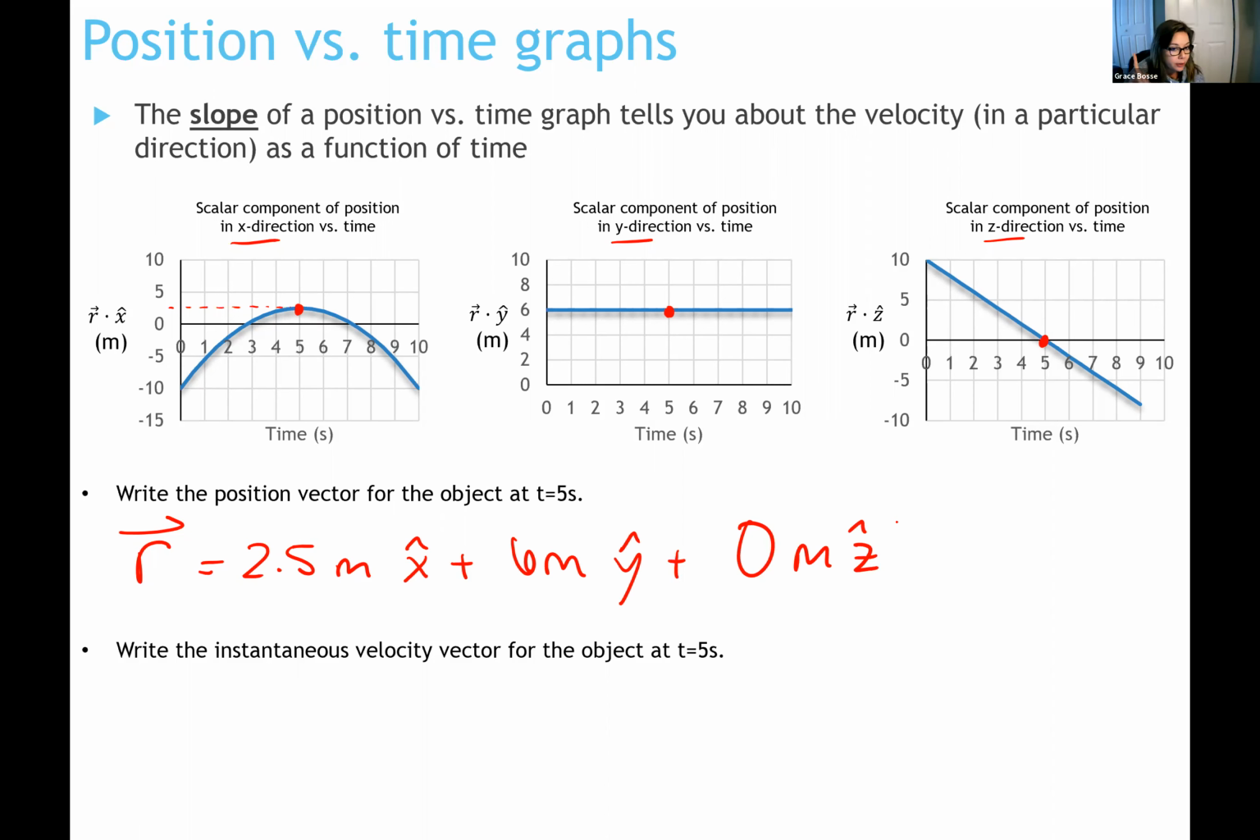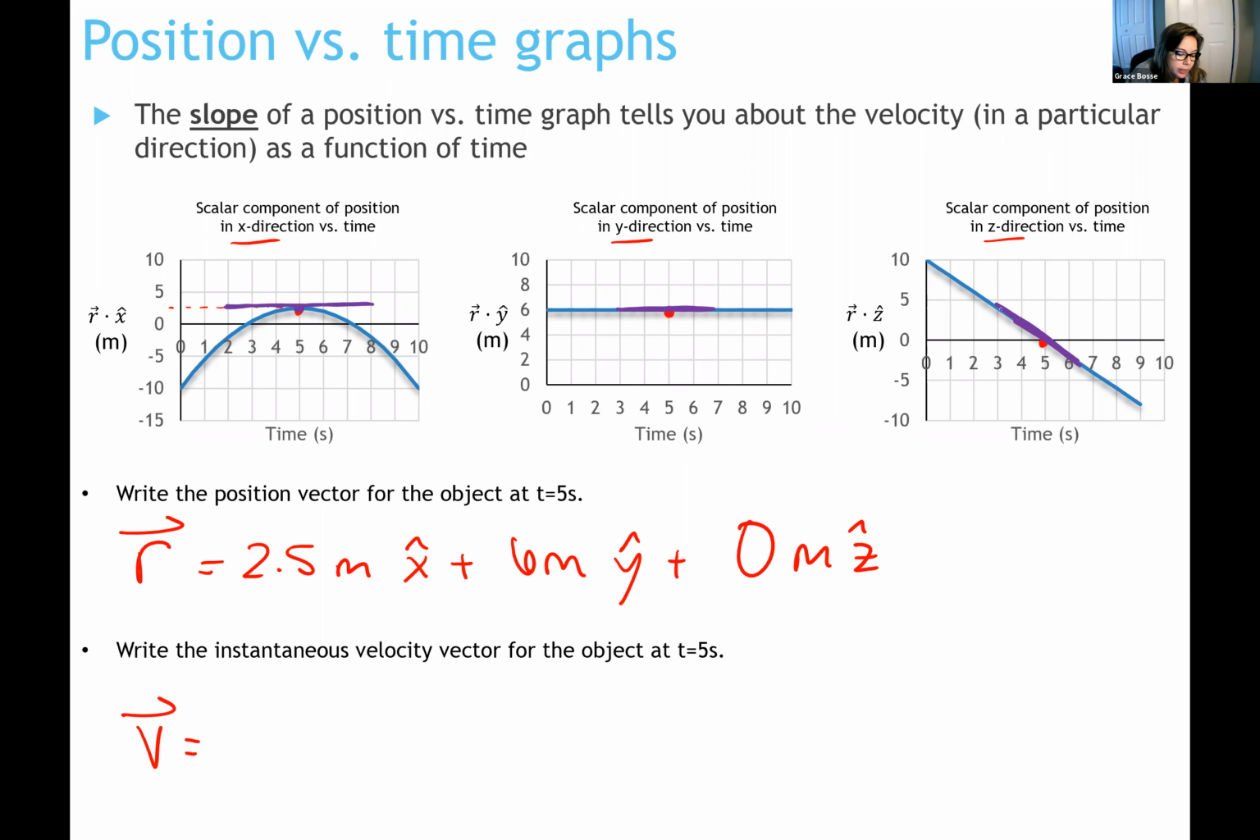A little bit more thinking is required to get this instantaneous velocity vector. Remember, the instantaneous velocity is given by the slope of a tangent line to the graph at that point in time. So this time I'm going to draw my tangent lines. And really the only one that I need to draw it for is the one that has curvature to it. You can also draw it for the linear ones, but you're really just reproducing the line, so it doesn't matter.